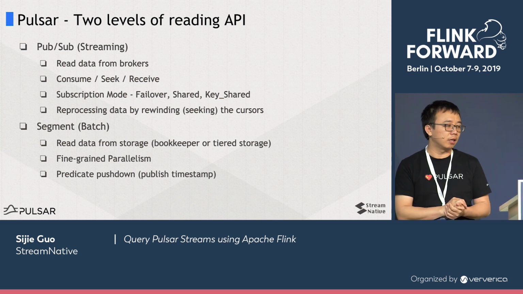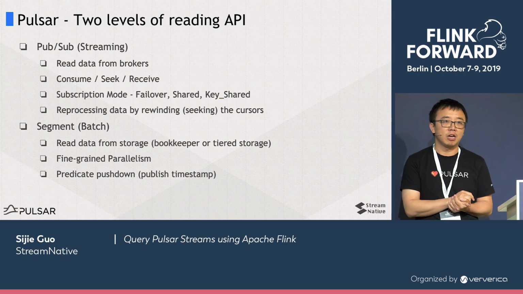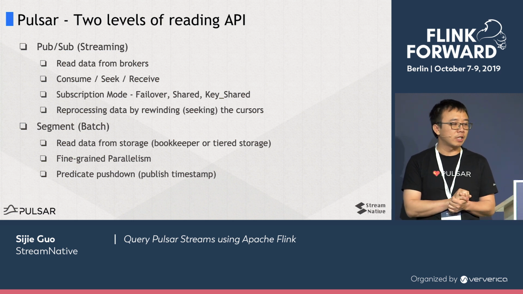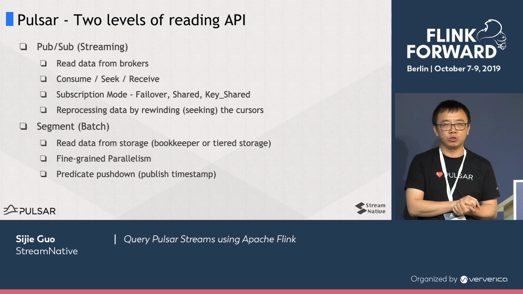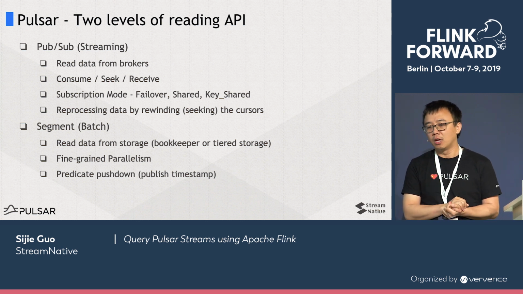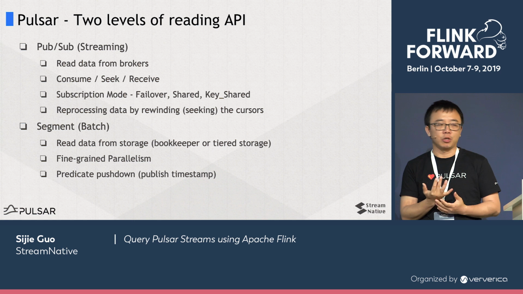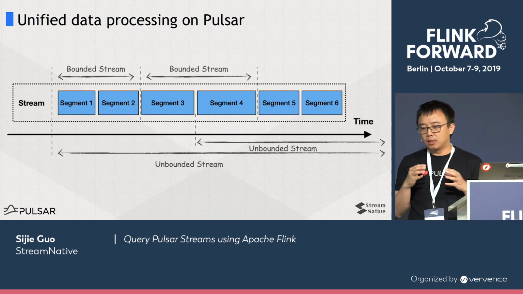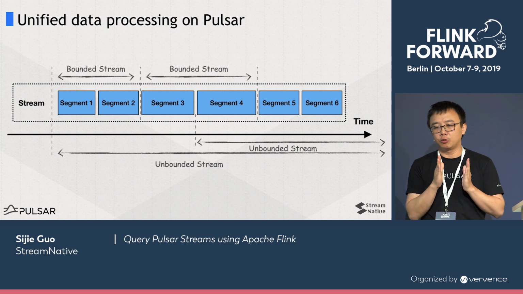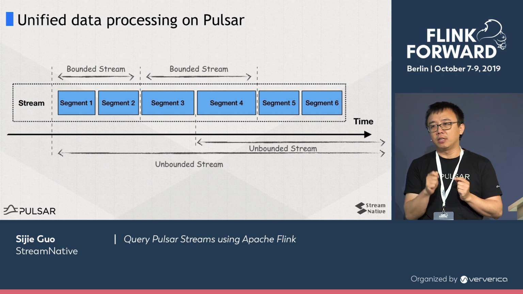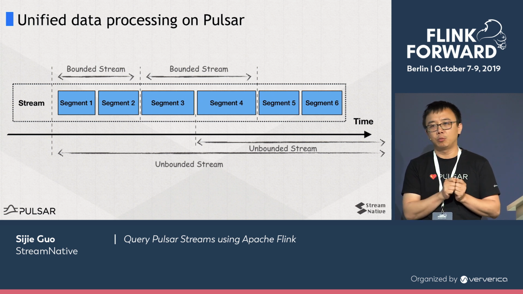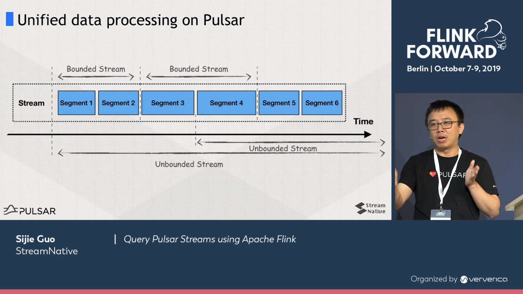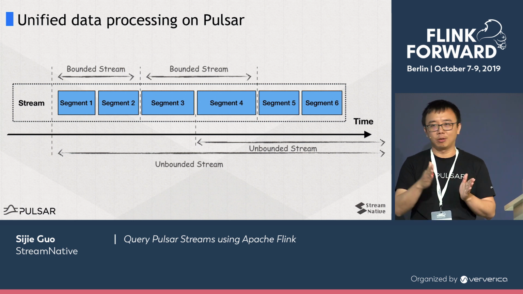predicate push downs, like publish timestamp. And we are also working on event time-based predicate push down, which would help a lot on batch processing. And with the principle of stream as a unified view of the data, all the data processing on Pulsar can be treated as processing data with boundaries or without boundaries. So it's a bounded stream.